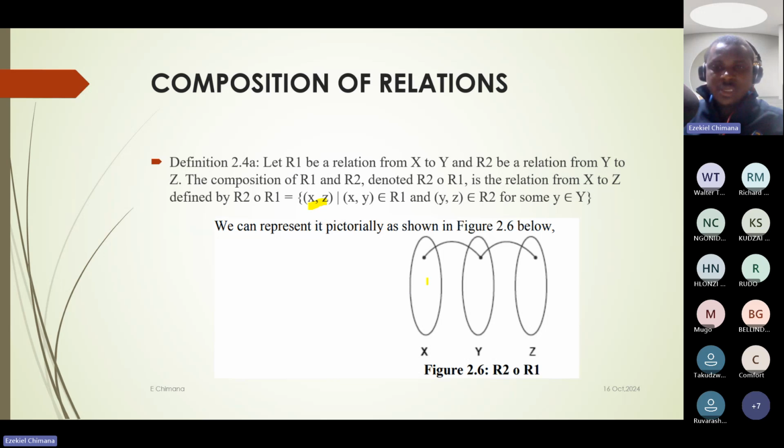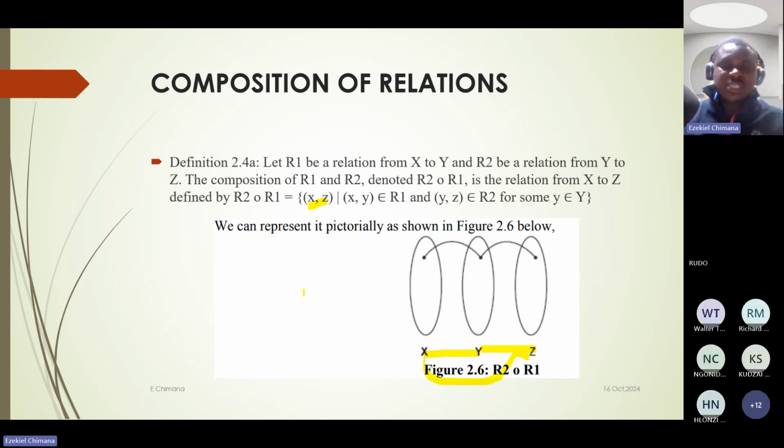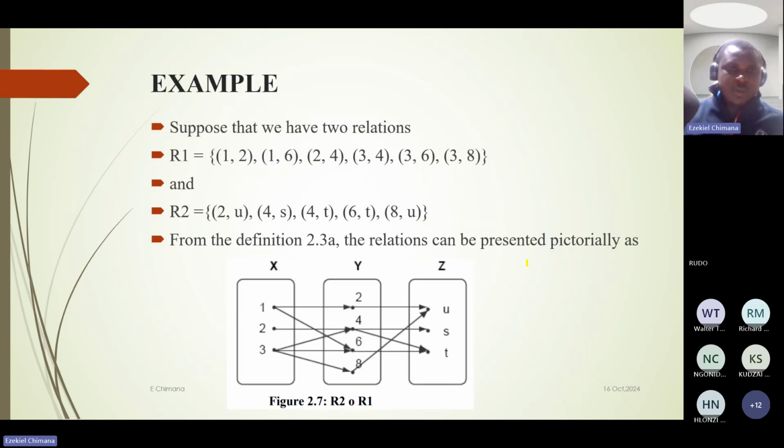What it means is we are saying if x is related to y and y is related to z, then we must also get x related to z. That's the composition. Because you already have the link between x and y, and also have the link between y and z. It means that there is also a link between x and z, because you can go from here to here to here. That's the composition of a relation.